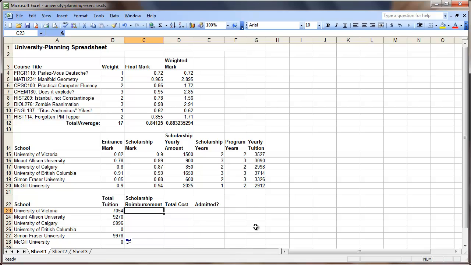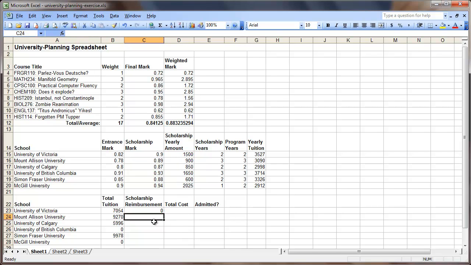Now the scholarship reimbursement does the exact same calculation except it compares my weighted average with the scholarship mark. And if that is true, if my weighted mark is greater than the scholarship mark, and it's not for University of Victoria, my scholarship reimbursement will be the scholarship yearly amount times the scholarship years. Otherwise, if I didn't get a scholarship, 0 again. So it's pretty much the same formula, just using some different cells. So if my grade is greater than or equal to the scholarship mark, if that's true, I want to calculate the scholarship yearly amount times the scholarship years. Otherwise, just a plain old 0.